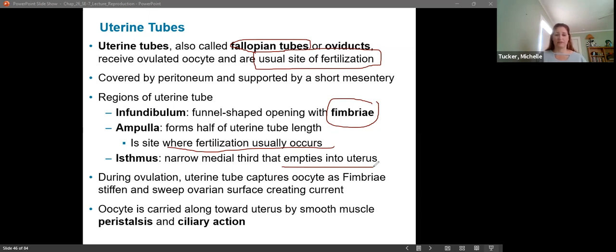During ovulation, uterine tubes capture the oocyte as the fimbriae stiffen and sweep, creating a current. And then it is carried along by the tubes, just like the ductus deferens, the vas deferens, are like those thick tubes of smooth muscle. The uterine tubes also have a thick layer of smooth muscle, which will have peristaltic contractions to move the egg along to the uterus, as well as ciliated cells. So there's smooth muscle. There's actually non-ciliated cells and ciliated cells, and the ciliated cells will help move that oocyte along.